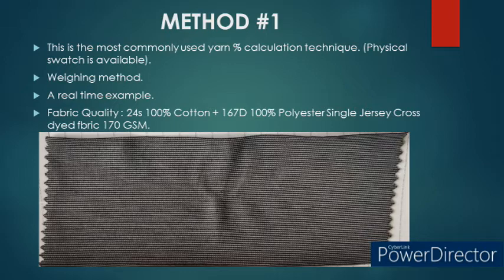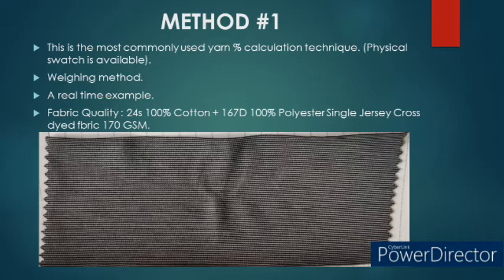The fabric quality I have taken here is 24's 100% cotton plus 167 denier end-on-end single jersey cross-dyed fabric with 170 GSM finished. Actually, the polyfilament yarn used here is 150 denier. After dyeing, it shrunk and became 167 denier.